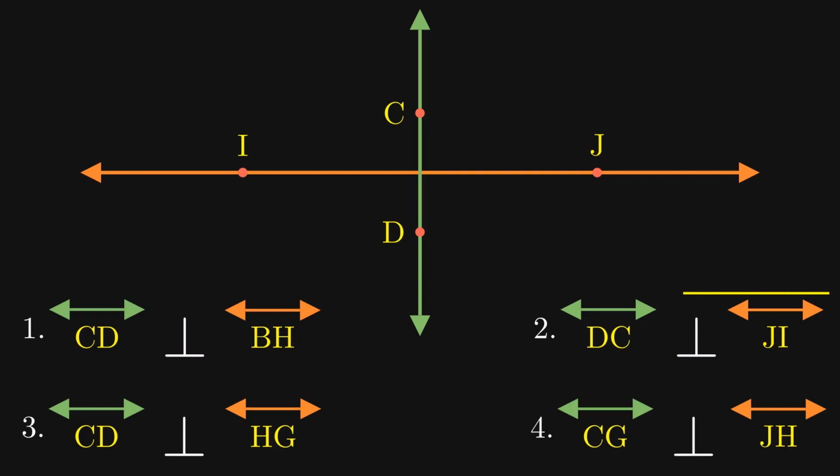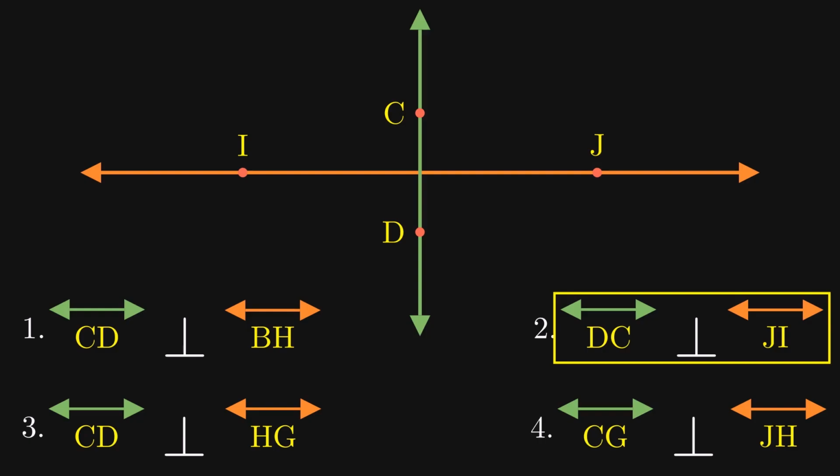The correct option is option 2. In option 1, the orange line is named incorrectly because points B and H are not on the line. The same issue arises in option 3, where H and G are not points on the orange line, making the naming incorrect. And the same also occurs for option 4, where the naming is also incorrect. In option 2, points C and D are on the green line, and points I and J are on the orange line. So the two lines are named correctly. And we also have an upside down T, which represents that these two lines are perpendicular.